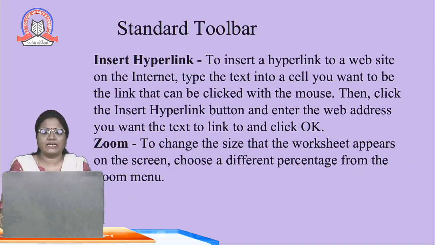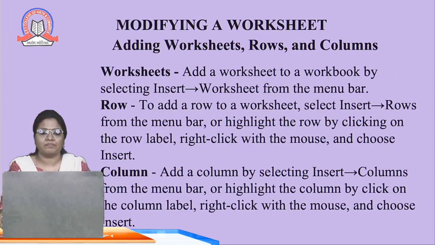Next is Insert Hyperlink. To insert a website from the internet, any hyperlink, we have this option, Insert Hyperlink. From online we can insert it. Click the Insert Hyperlink button, enter the web address you want the text to link to and click OK. Zoom changes the size at which the worksheet appears on the screen. Choose a different percentage from the zoom menu. So minimum or maximum is possible, zoom in and zoom out are possible.